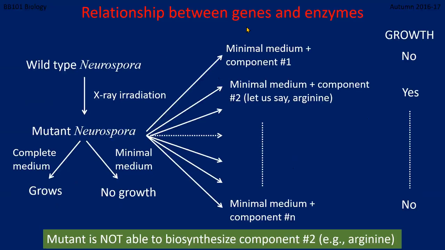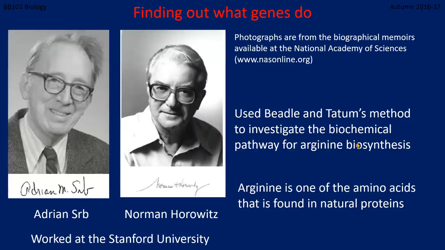So then what they did is they prepared different vials, and different vials had different compositions in the minimal media. In the first it is minimal media along with component 1, then component 2, and so on. And in some cases they noticed there is growth, and in some other cases there is no growth.